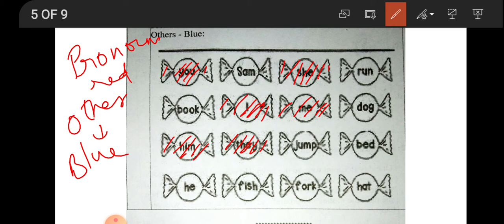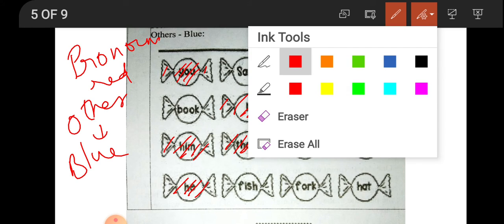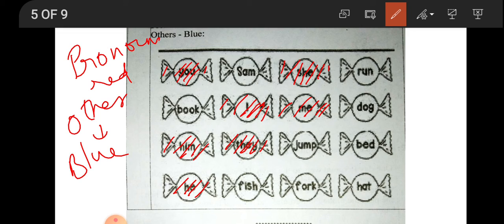Then jump, it's an action. Bed, no, it's a noun. He is a pronoun. Then fish is a noun, no. Fork, no, it's a noun. Hat, no, it's a noun. And for others, we have to use blue color. So let's do the blue color, because they are not pronouns. Either they are verbs, action words, or they are nouns. Is it clear? So this is how you have to do.